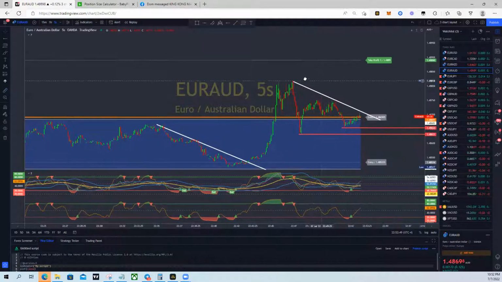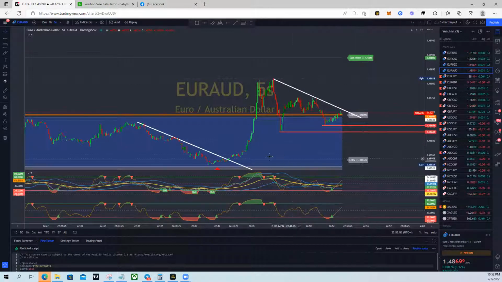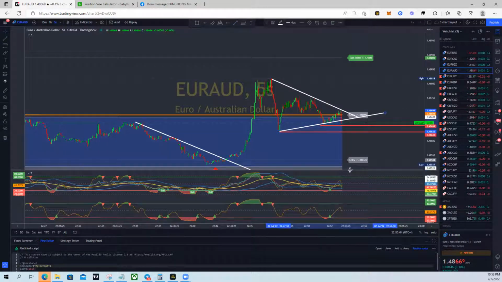There she goes. Hopefully she can get outside of this. As long as she gets outside this trend channel, we're good. She only has two ways to go: either breaking one side of the trend or the other side. She's trapped. Breaking below, we see where it bounces from.